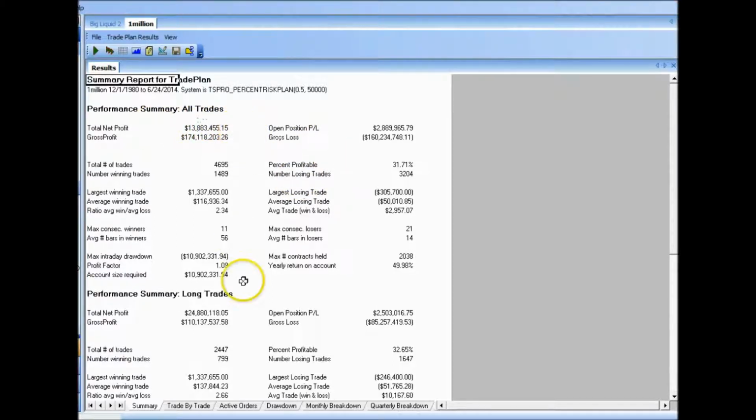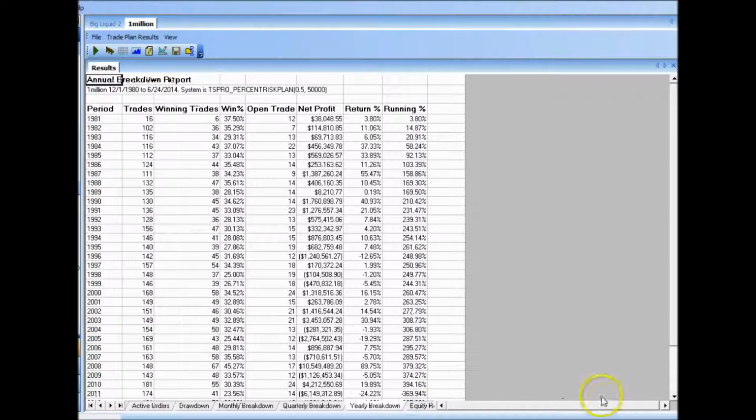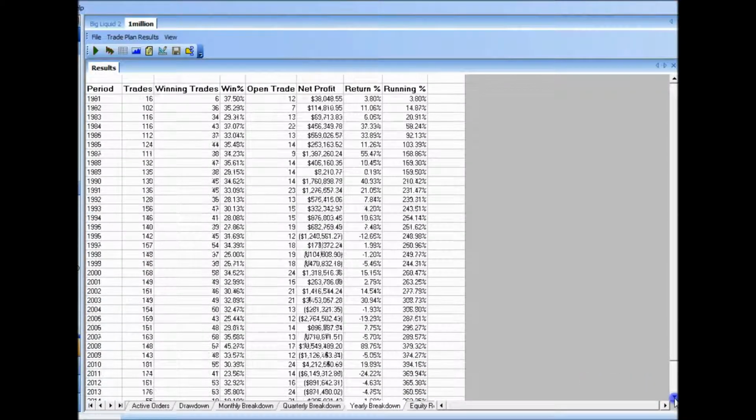Nearly 14 million in profits going back then. Let's check out how we did on a yearly basis. As you can see, the 80s were really good with this particular strategy. Our first down year was really 1996, but those down years started to become more frequent.